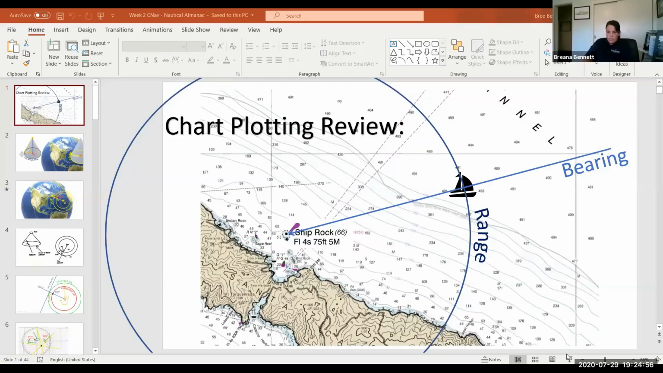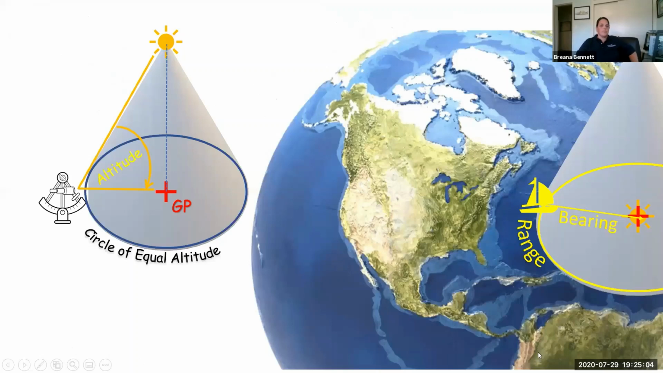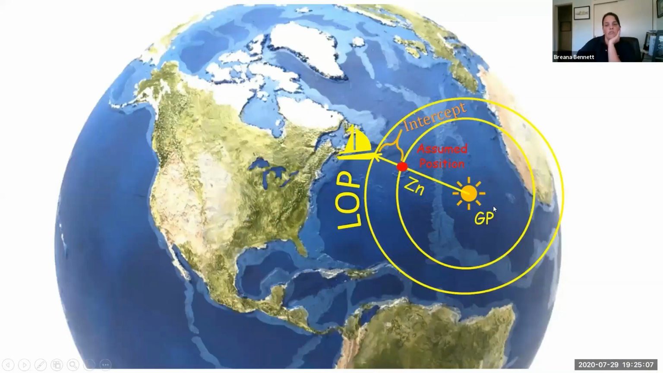Okay, so I'm going to go back to kind of this little review on all of the things, how we get our assumed position, right? So our geographic position of the sun or whatever body we're looking at, we are getting a ZN or a bearing to it. And on that bearing, we've had an assumed position. So it can be here or it could be over here. It could be either away from our LOP or towards our LOP. And then this big circle is our LOP.